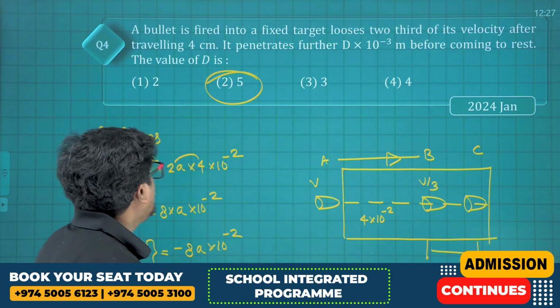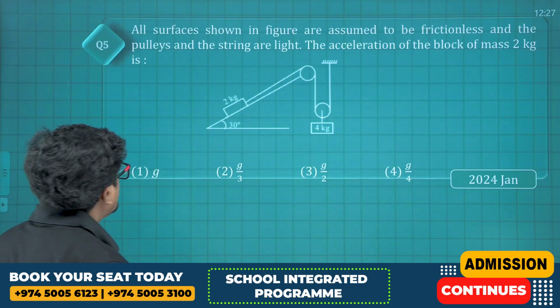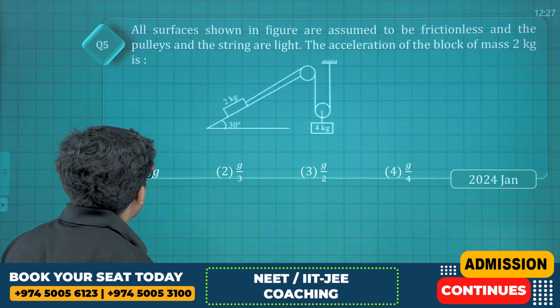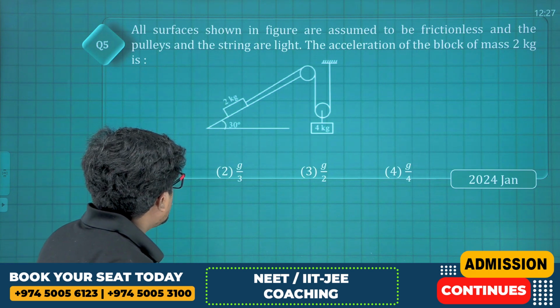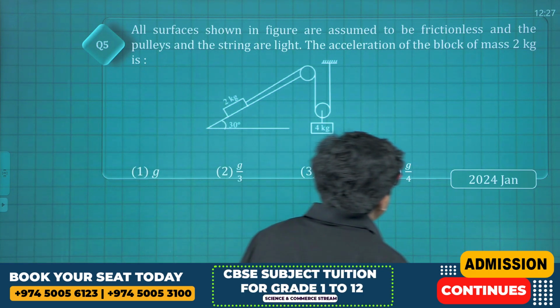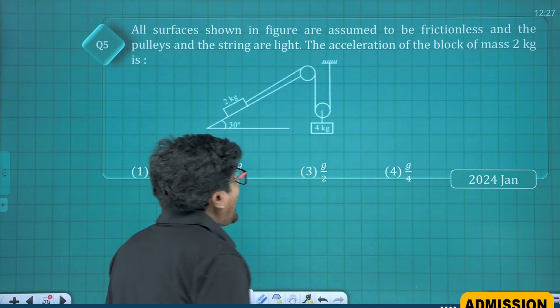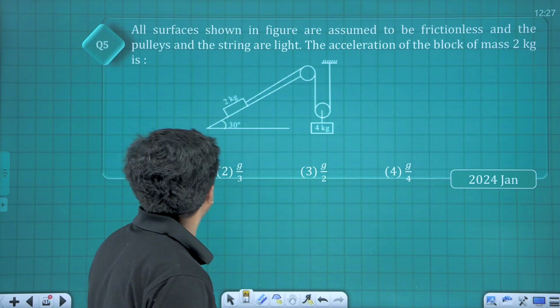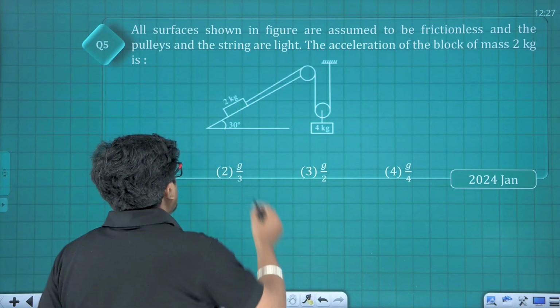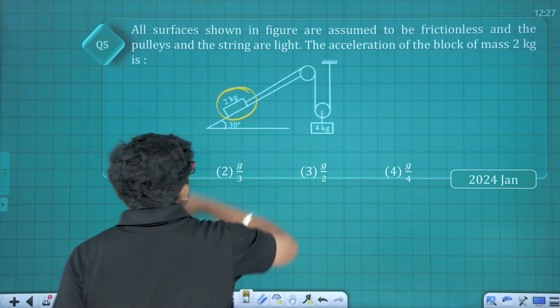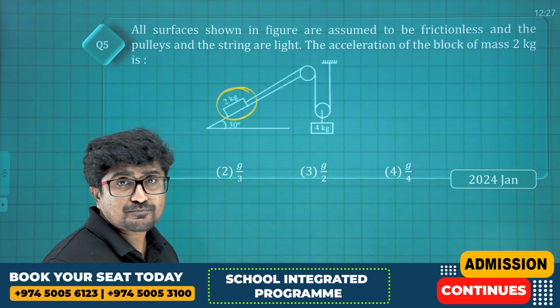Was that okay? Now let's move to question number 5. The question says, all surfaces shown in the figure are assumed to be frictionless and the pulleys and the strings are light. The acceleration of the block of mass 2 kg is. That means basically we need to find out the acceleration of this.